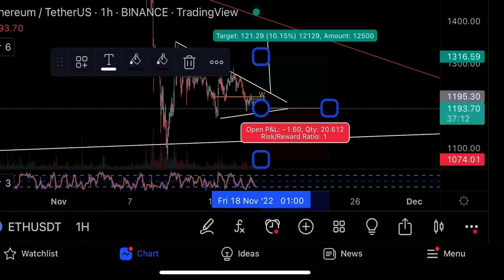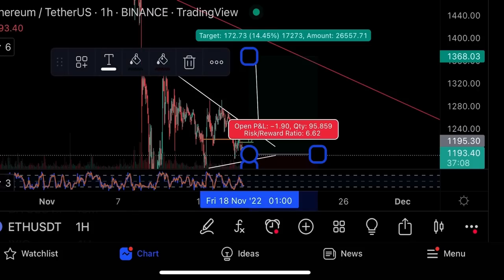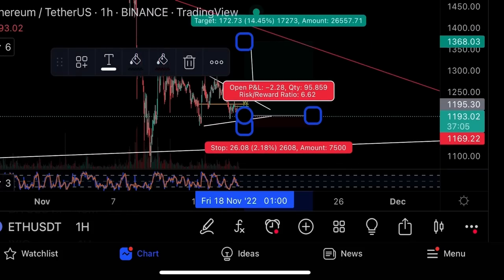Also, you can trade it on Bybit. Stop loss just below. So risking very little, take profit at the target. That means I'm risking $26 to make $172 or 14%. With 10x leverage will be 140%. Opening the trade where we are at 1,193. Stop loss at 1,169 and take profit at 1,368.